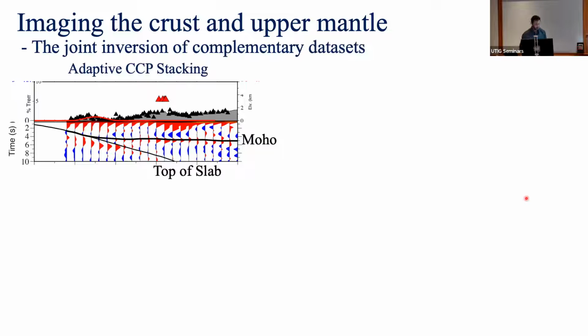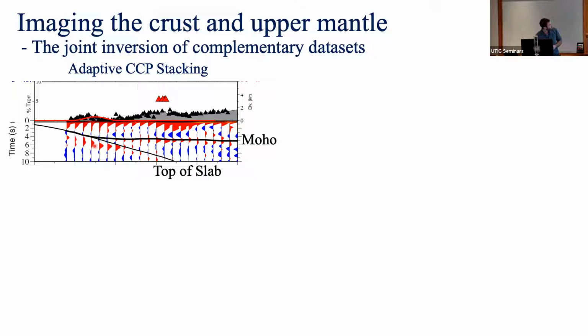The first thing we do is create a 3D model of discontinuity structure throughout our study area using adaptive common conversion point stacking. This is analogous to common midpoint stacking if you're using controlled sources. And what you can see here is this nice positive amplitude peak in the receiver function that corresponds with an independent estimate of crustal thickness, or the depth to our Moho boundary. So we see that we're recovering this really well by creating this 3D discontinuity model.